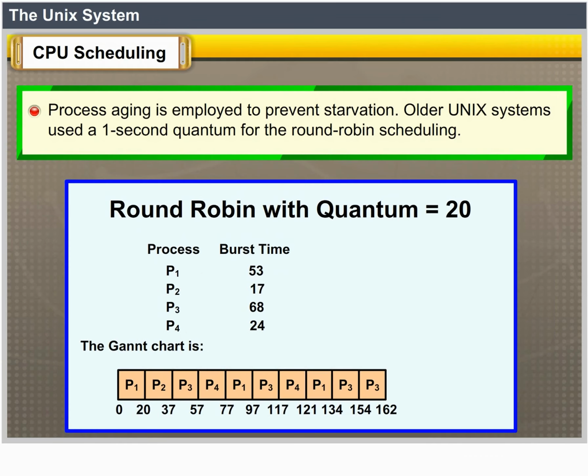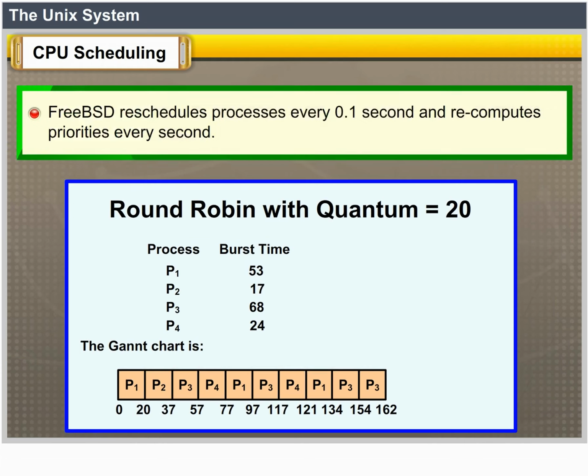Process aging is employed to prevent starvation. Older Unix systems used a 1-second quantum for the round-robin scheduling. FreeBSD reschedules processes every 0.1 second and recomputes priorities every second.